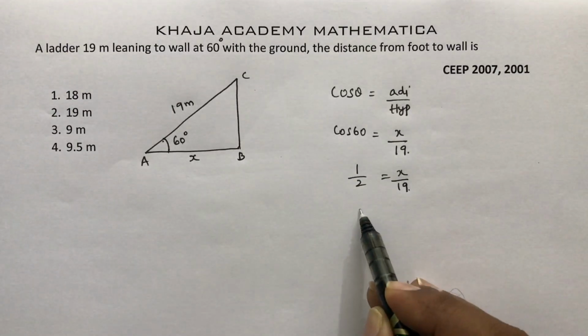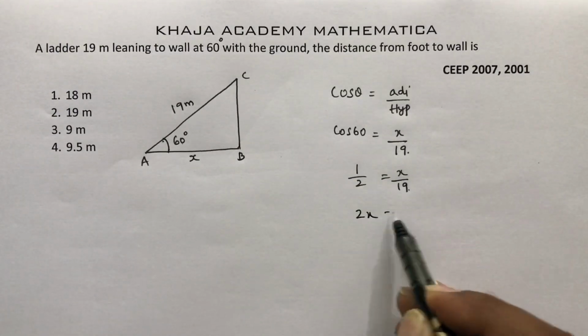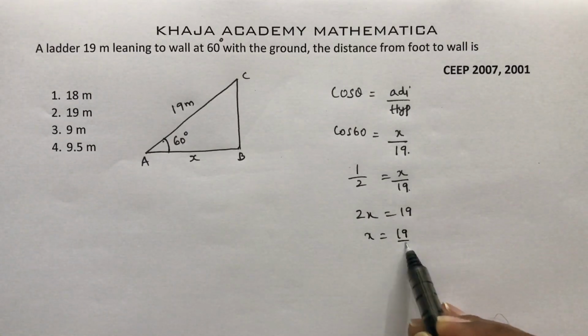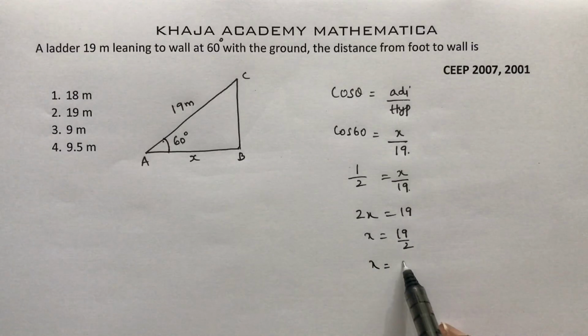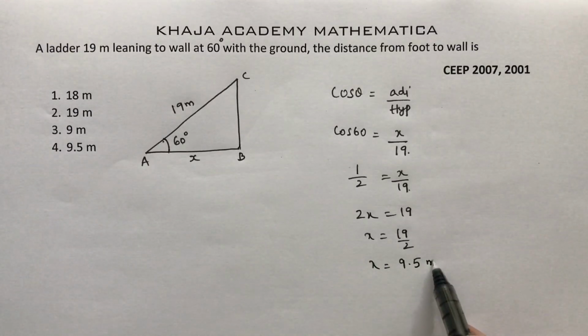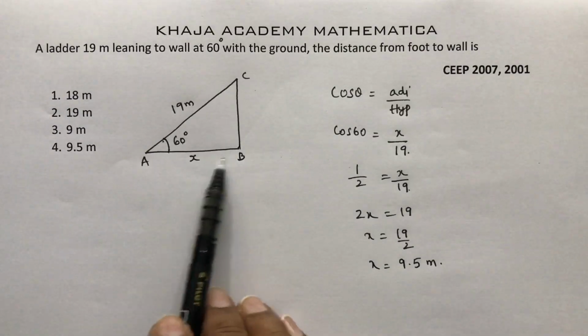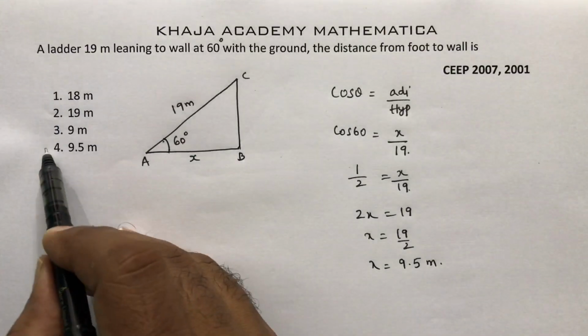If you cross multiply, you will get 2x equals 19, or x equals directly 19 by 2. So x value is 9.5 meters. So the distance from the foot to the wall is 9.5 meters. The correct option is 4.